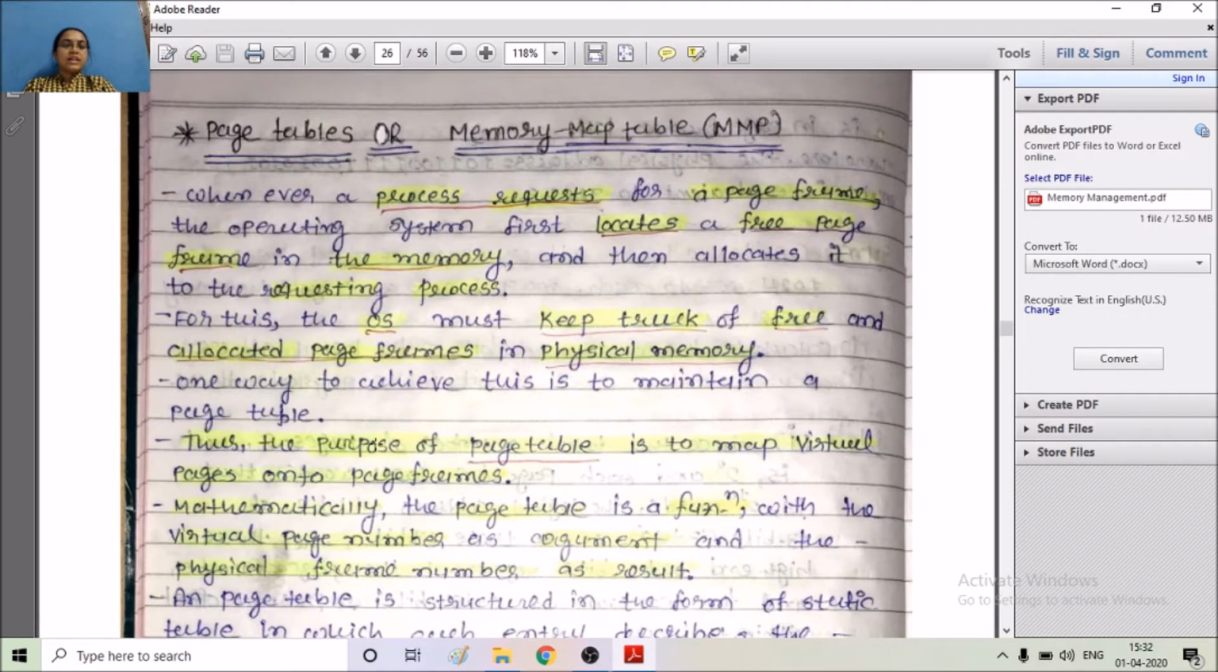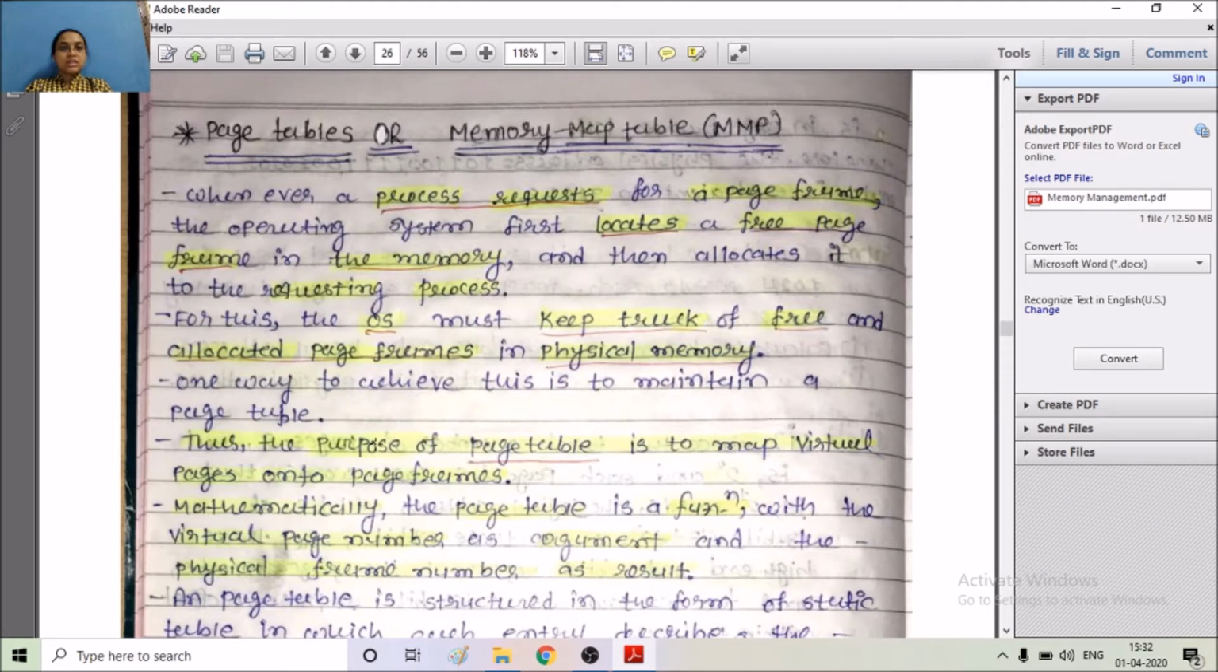Hello. Our next topic is page tables or memory map table, MMP. As we have discussed in process management, the process table was there to keep track of all the running processes and the status of running processes, right? Similarly, here we have a page table to keep track of each and every page frame in your physical memory.